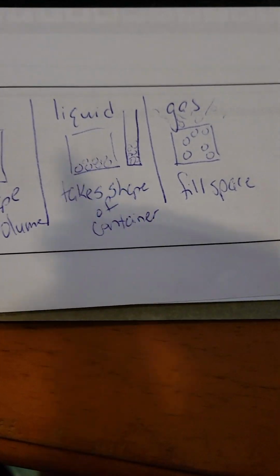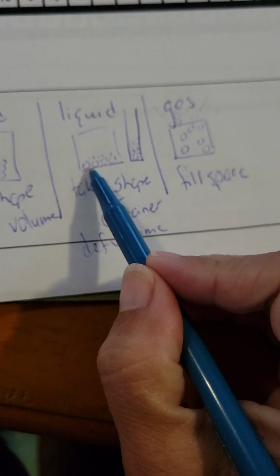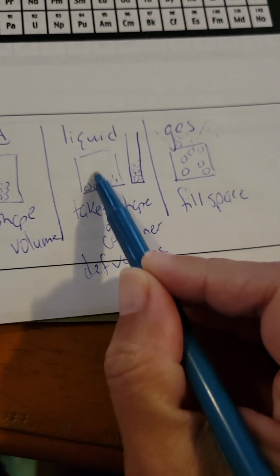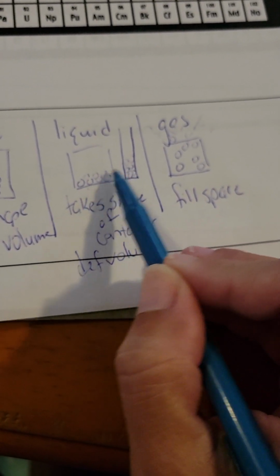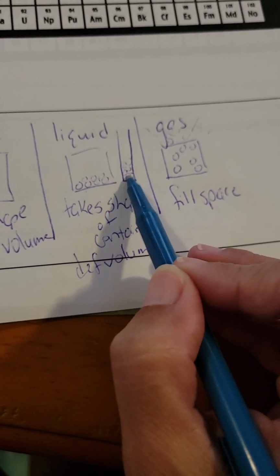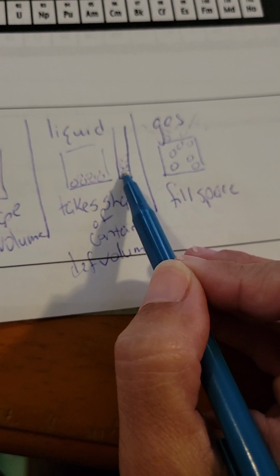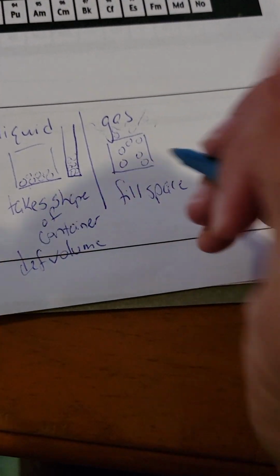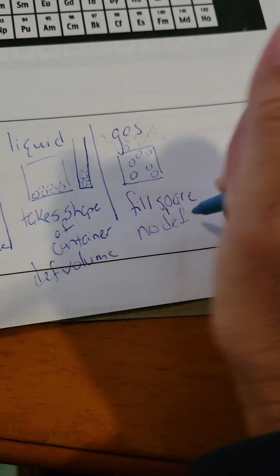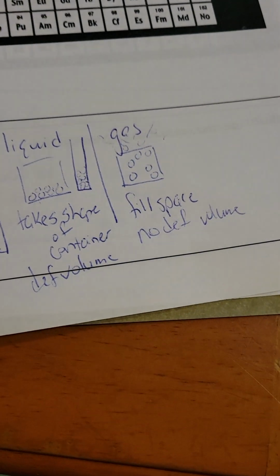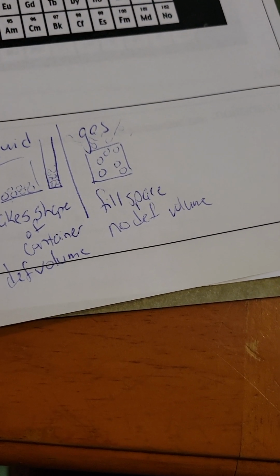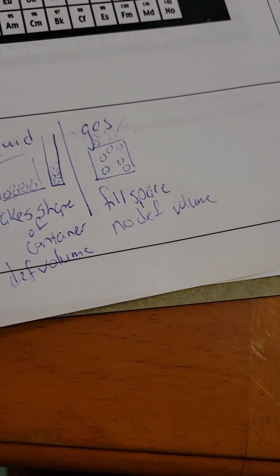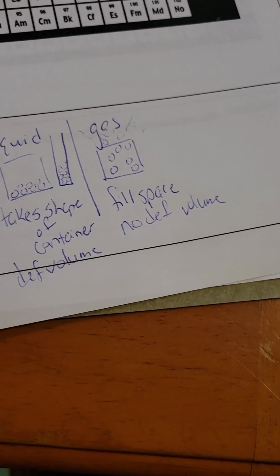The liquid also has a definite volume. Like I said before, if I have 100 milliliters of liquid in this container, and then I pour it into this container, it's the same amount. It's going to take up a different shape because the container is a different shape, but it's still going to be the same volume. Whereas a gas has no definite volume. It's going to just fill up and take up as much space as it can. So no definite shape, no definite volume, fills up whatever space.